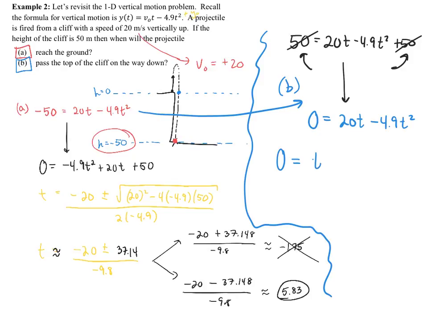Sebastian? T comes out of both terms. Okay, and that leaves me with a 20 minus 4.9 T. That's why this problem is a little bit easier for part C. You don't need the quadratic formula. You could use it, and you would get both of these answers. And then I have to solve this one for T.